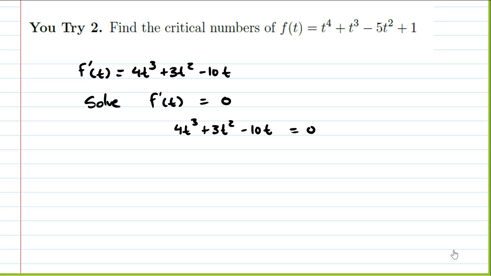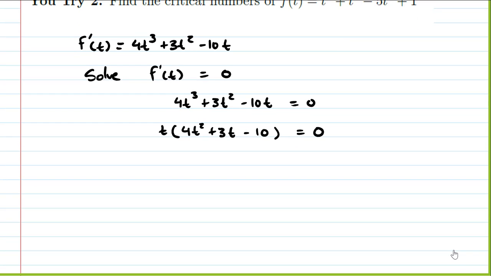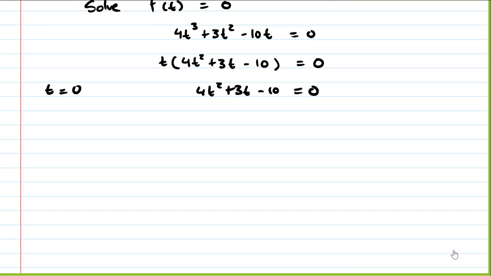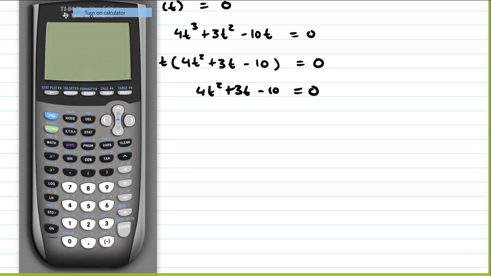We have a GCF of t in each of them, so we factor out our t, and that gives us t times 4t squared plus 3t minus 10 is equal to 0. So now we need to factor this quadratic trinomial, or just use the quadratic formula. So turns out that one's a little bit of a pain to factor. So we have t equals 0, or 4t squared plus 3t minus 10 equals 0. And we can just use the quadratic formula to find our solutions.